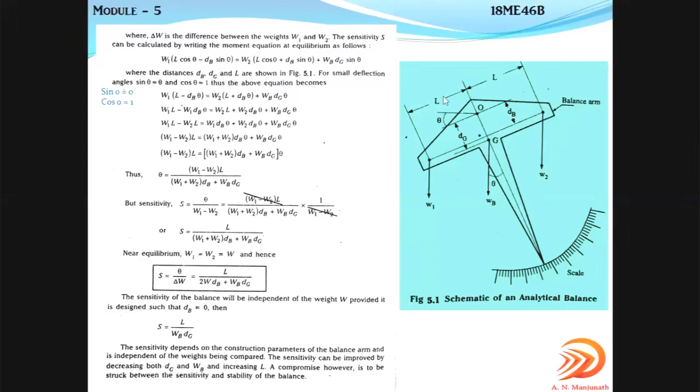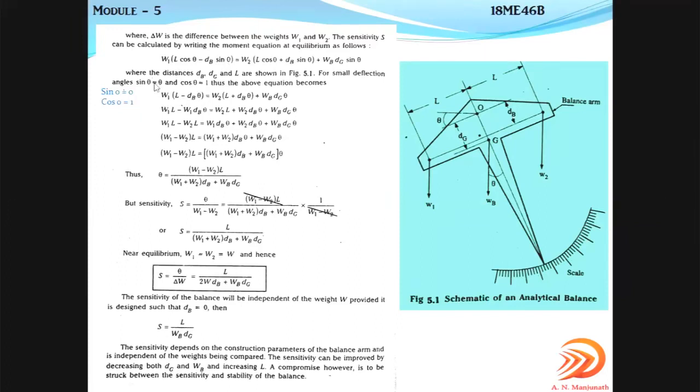For small deflections, sine theta is equal to theta, because sine 0 is 0. That means whenever the theta value is nearly equal to 0, sine theta is equal to theta. And for small deflections, cos theta is equal to 1, because cos 0 is 1. If this is substituted into the moment equation, we get W1 L minus dB theta, because sin theta is equal to theta.